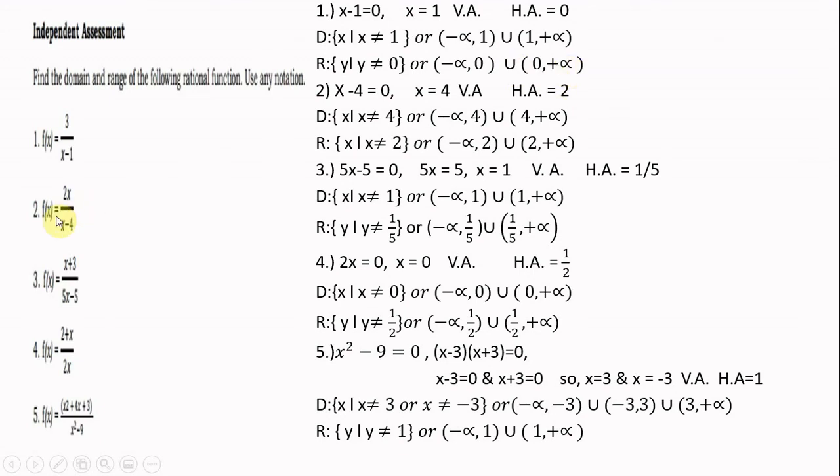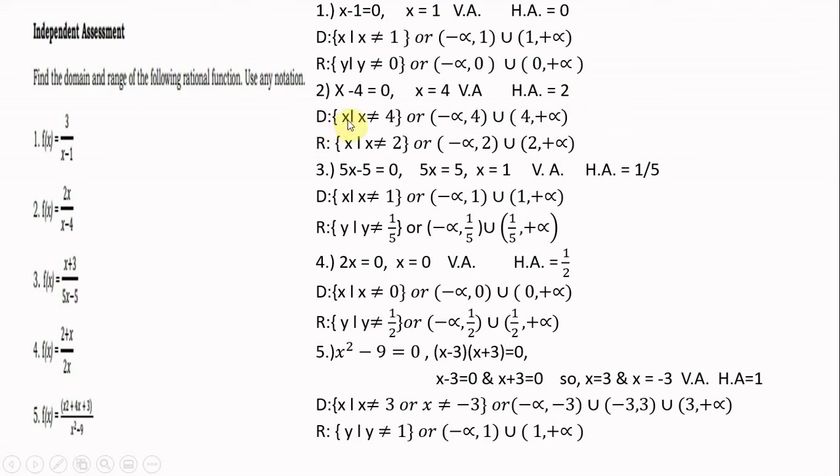Okay, number 2, 2x over x minus 4. Equate x minus 4 into 0. So that is x equals positive 4. And this is our vertical asymptote. And get its horizontal asymptote. Since the degree of the numerator is 1 and degree of the denominator is 1, therefore, our horizontal asymptote is 2 divided by 1. The answer is 2. So our vertical asymptote now is 4 and horizontal asymptote is 2.